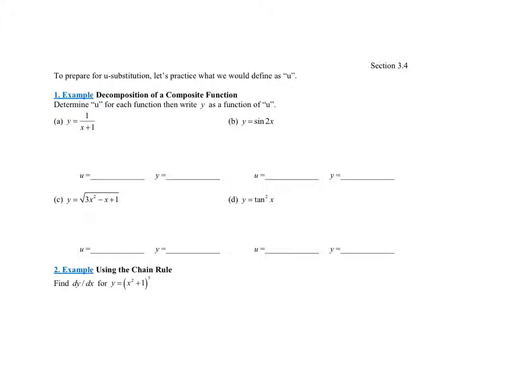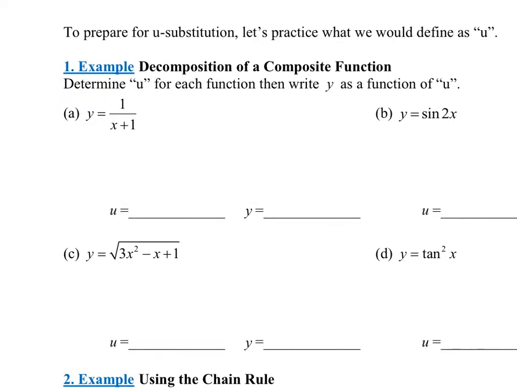Okay, so consider the function y equals 1 over x plus 1. Could we find the derivative of this function? Yes, we could use the quotient rule. I'm not saying that yet. I don't need you to freak out yet. Then we're going to start off with some baby examples here, okay? So could you find the derivative of this?